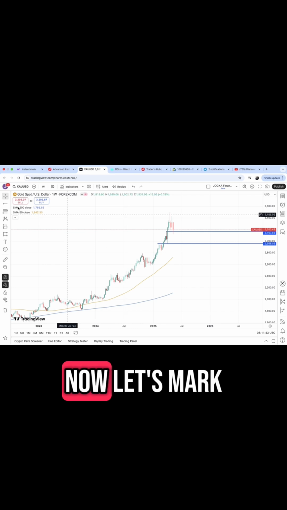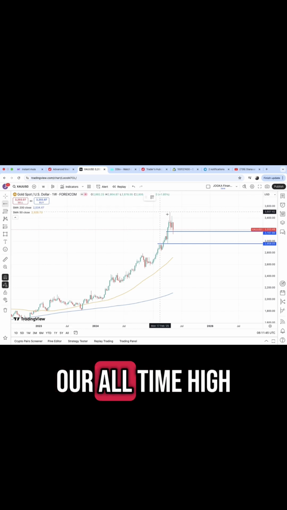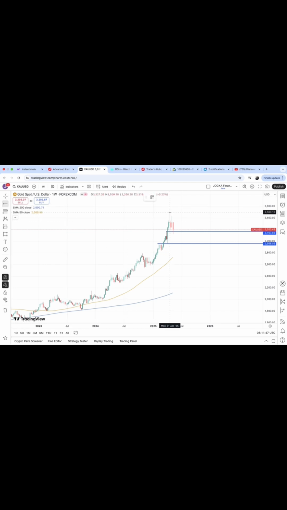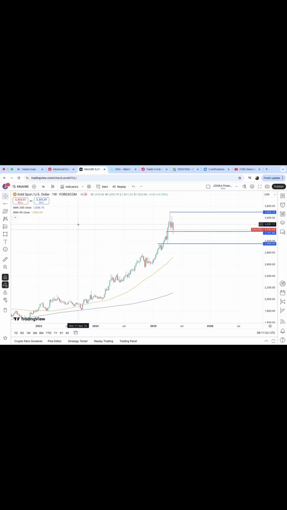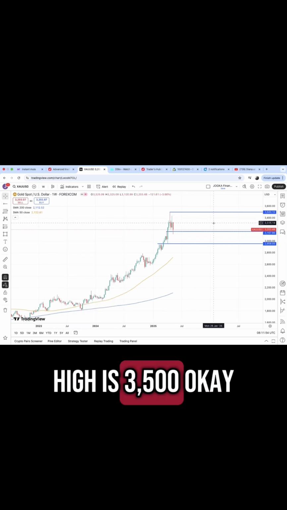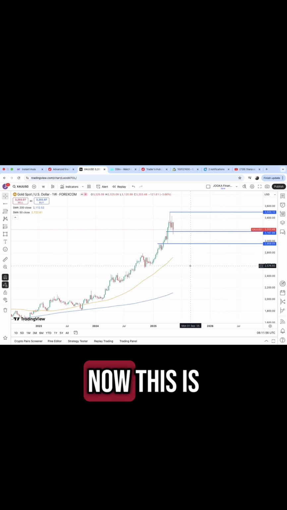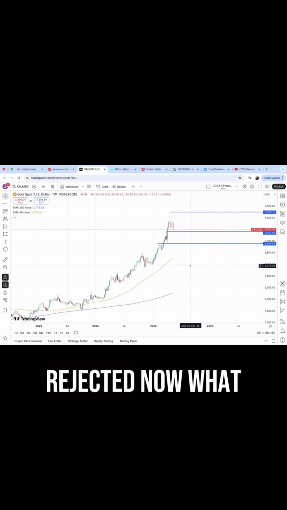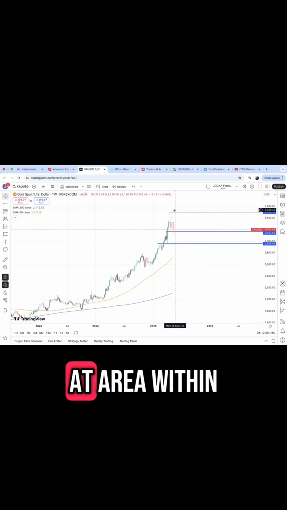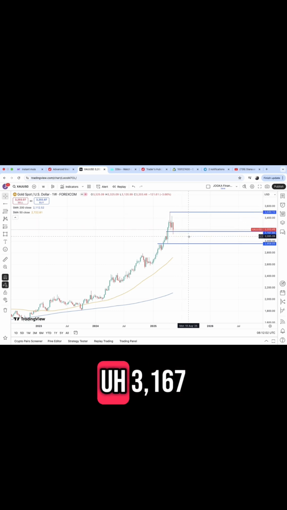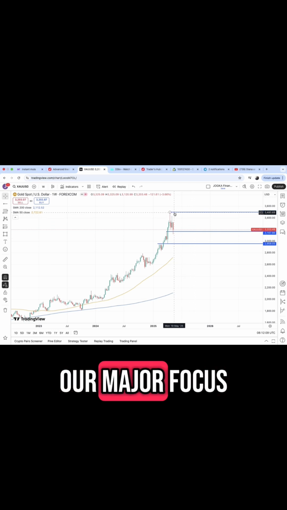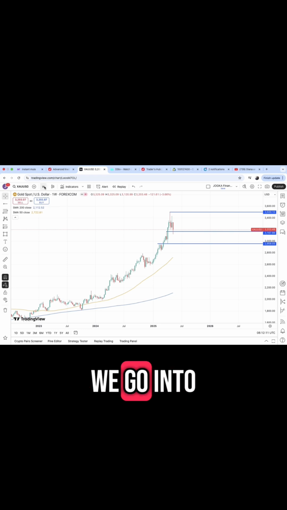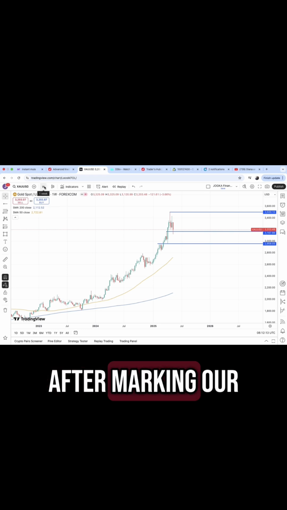Now let's mark our all-time high. For example, here our all-time high is 3,500. This is where the gold rejected. Now what do we look at? We are looking at the area within 3,167 and 3,500. This is our major focus. Now let's switch. We go into daily time frame after marking our levels.